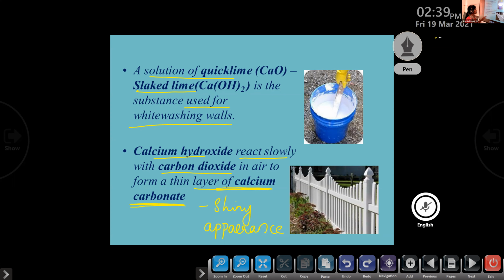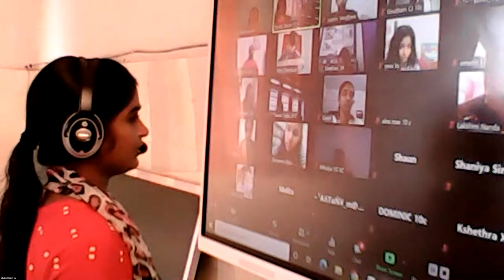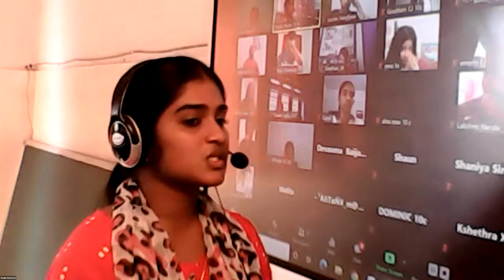Can you read the slide, these points? A solution of quicklime. Quicklime is the substance used for whitewashing walls. Calcium hydroxide reacts slowly with carbon dioxide in air to form a thin layer of calcium carbonate. Okay. Is this clear for everyone? Jocelyn? Yes, ma'am. Can you tell me which substance is used for whitewashing walls? Quicklime. Yeah, calcium oxide or quicklime.